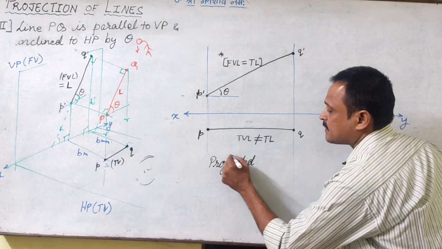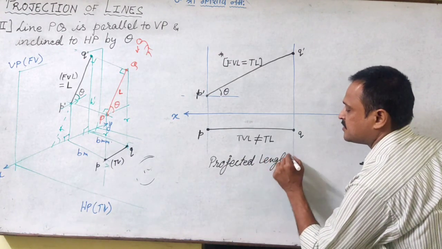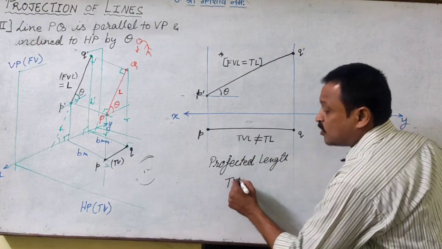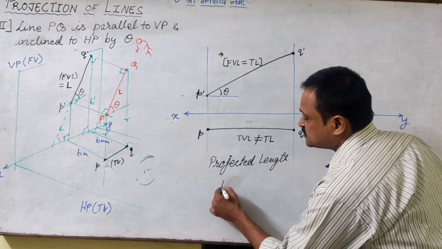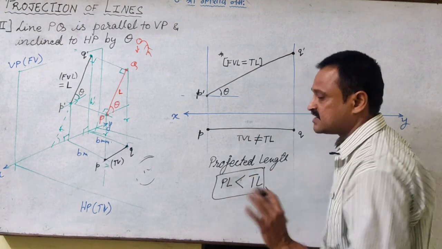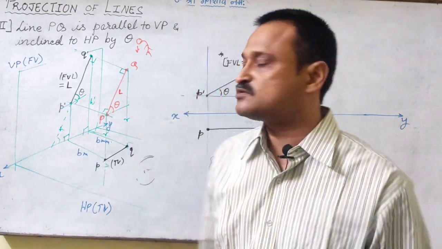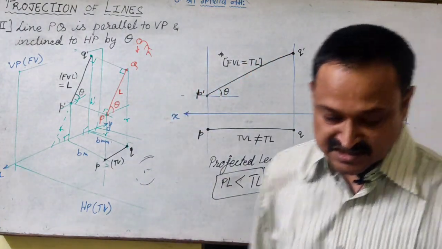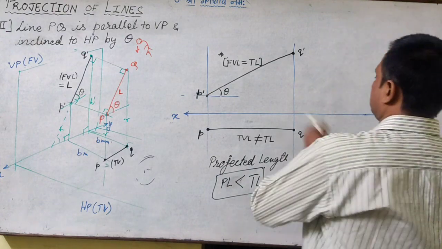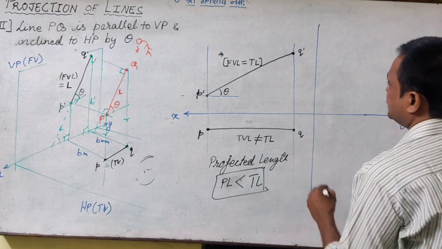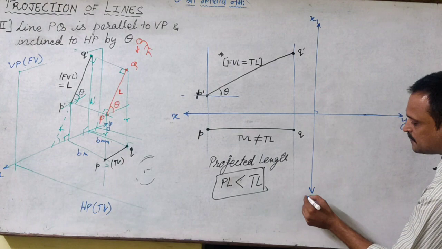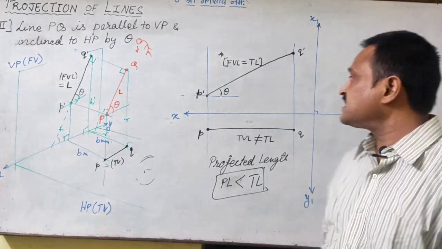Projected length. And in orthographic projection, the projected length will always be less than the true length. It can never be greater than the true length, as this is the condition. So here again, if I want to see the side view or the profile view, we'll simply apply the condition. Perpendicular to xy, we draw the second reference line x1, y1.